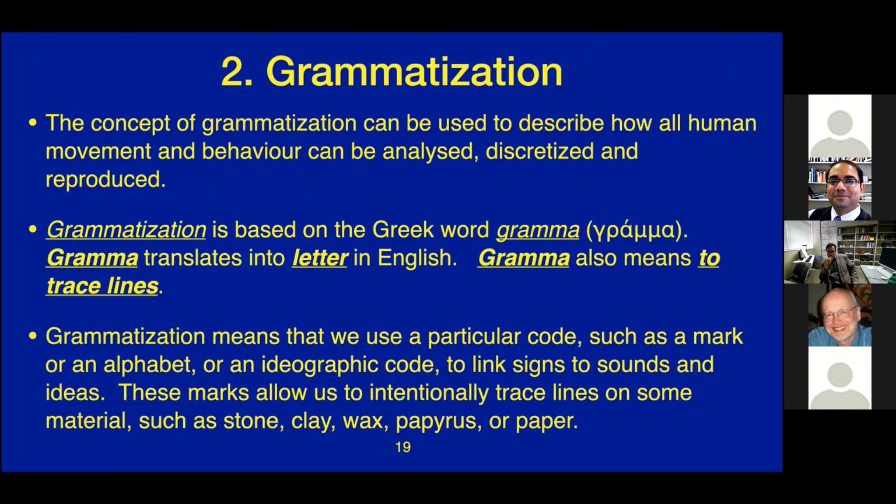Grammatization is based on the Greek word gramma, which translates into letter in English. Gramma also means to trace lines. Grammatization means that we use a particular code, such as a mark or an alphabet, or an ideographic code, to link signs to sounds and ideas. These marks allow us to intentionally trace lines on some material, such as stone, clay, wax, papyrus, or paper.